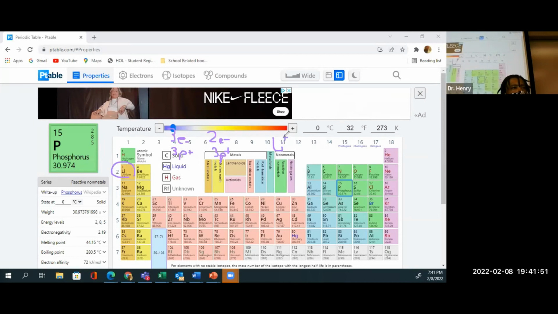Ions are charged elements or charged particles, right? So if it's positively charged, it's called a cation. People will also call it a cation because it's positive. A cation because it's positive.